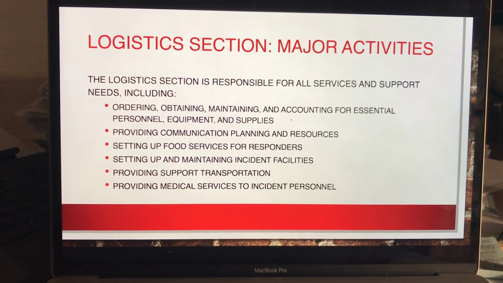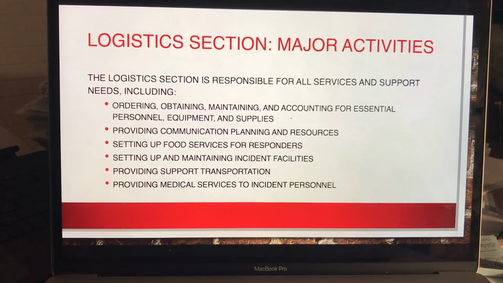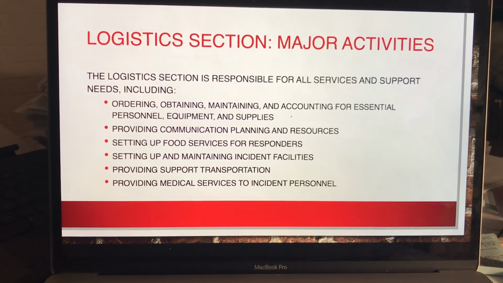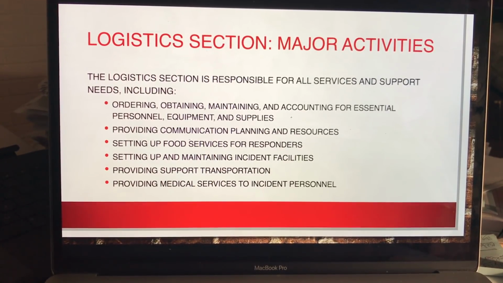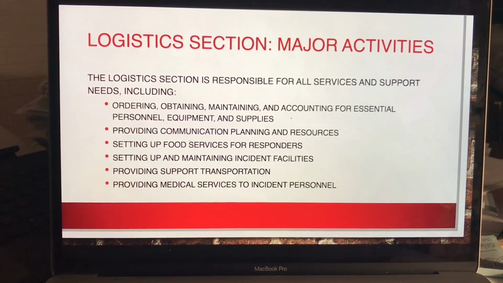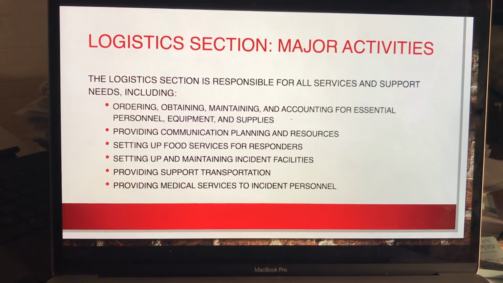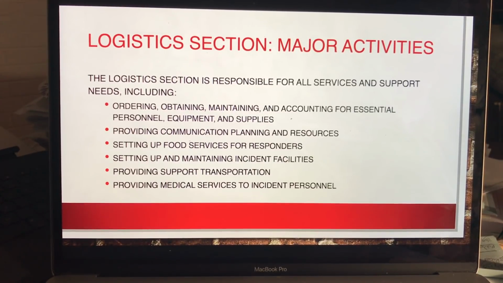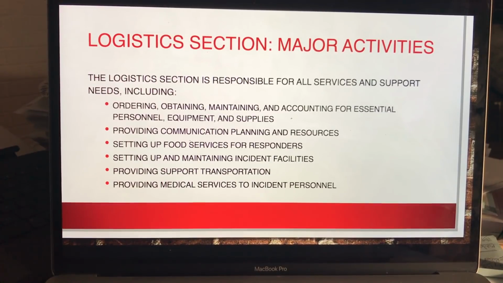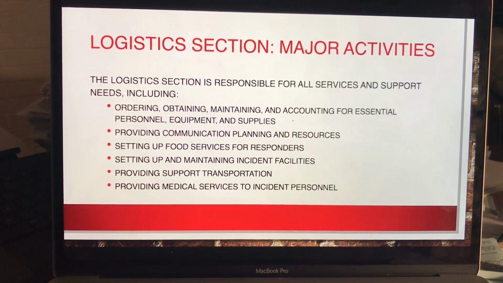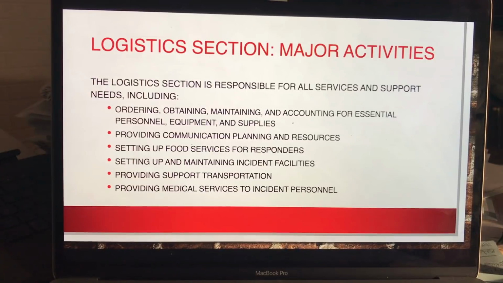Major activities of the logistics section. Ordering, obtaining, maintaining, and accounting for essential personnel, equipment, and supplies. Providing communication planning and resources. Setting up food services for responders. Setting up and maintaining incident facilities. Providing support transportation. Providing medical services to incident personnel.